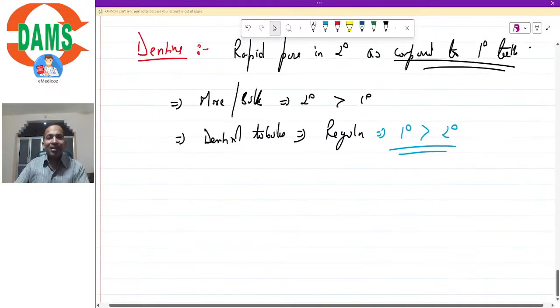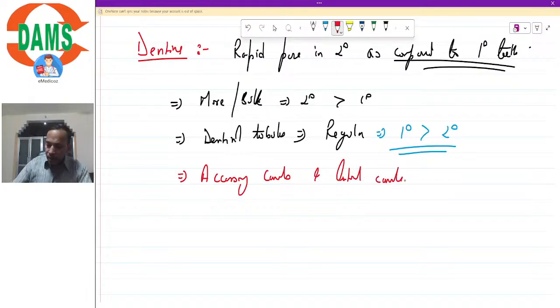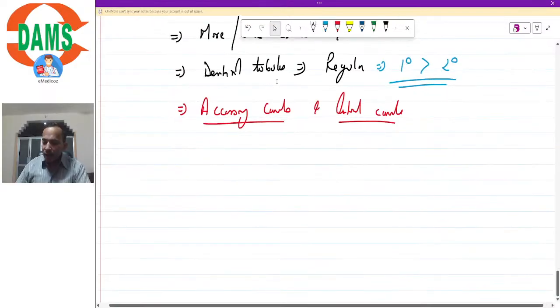Now when it comes to accessory canals and lateral canals, they are both seen traveling through the dentine, isn't it? Now I'm not including those in pulp, instead I am including those in dentine. Now what is the difference between accessory and lateral canals? Usually we combine them under one heading and we call them lateral canals, but they are different. And how are they different?